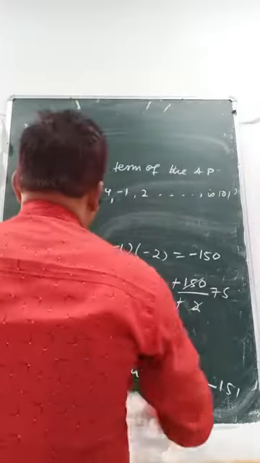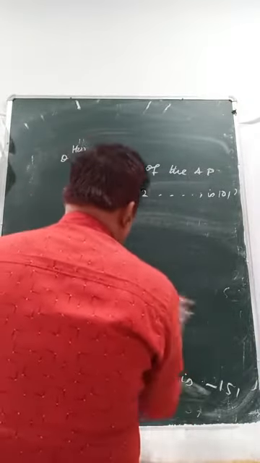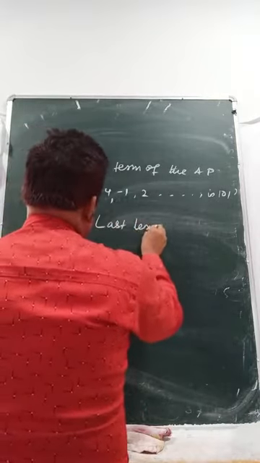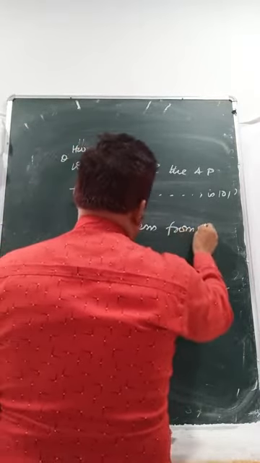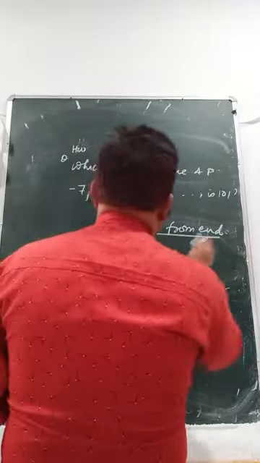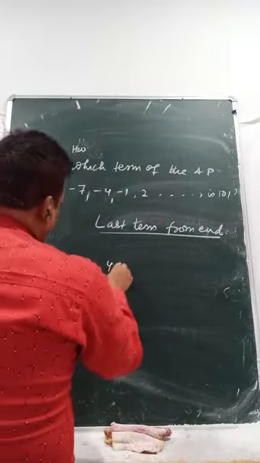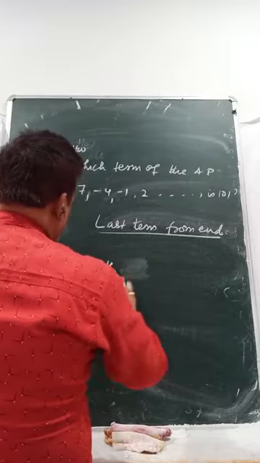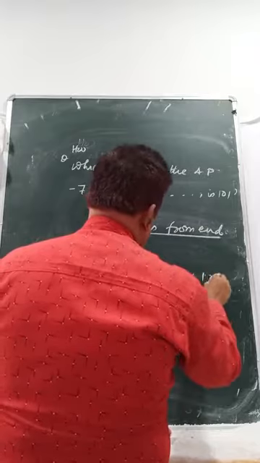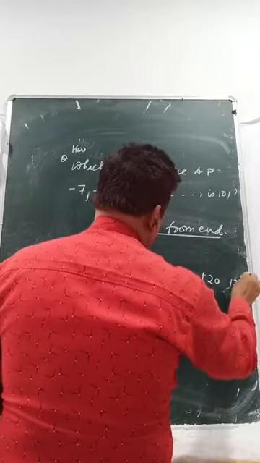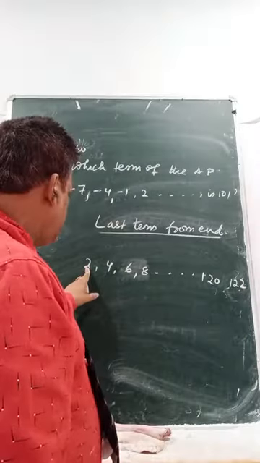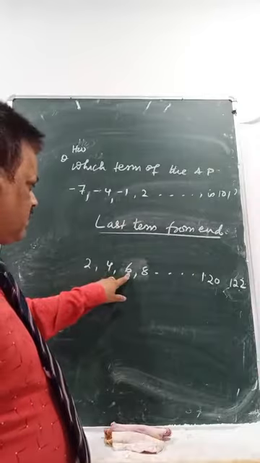Okay. Now another question is the last term, the term from the end. Look at here, for example 2, 4, 6, 8 ... 120, 122. If you go from this side, your first term is 2, second is 4, third is 6, this is 8.